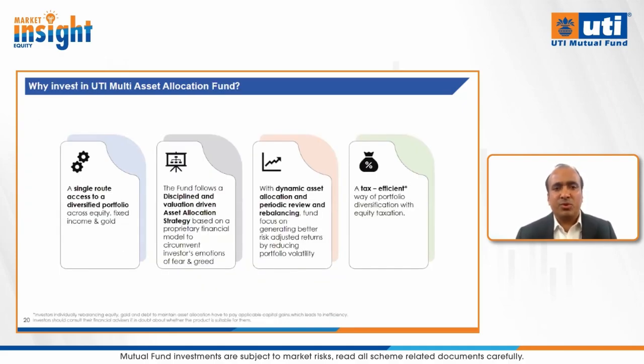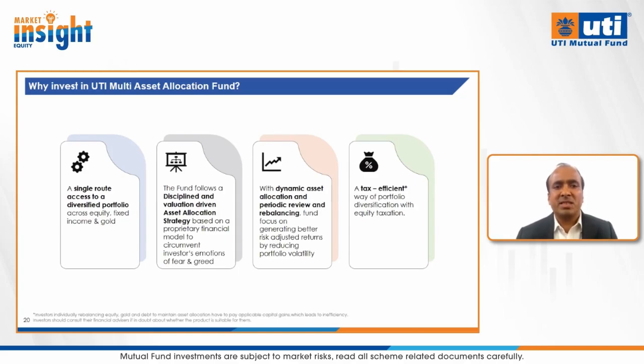So the key advantage of UTI multi-asset allocation fund is it provides you access to three asset classes which are negatively correlated to each other. At the same time, rather than following a particular view of the fund house or fund manager, we have developed a proprietary financial model, which takes away human bias of investing. In the sense, typically all of us have greed and fear. Typically we become greedy when times are good. At the same time, we become extremely fearful during uncertain market environment. So that is taken out with the help of the model.